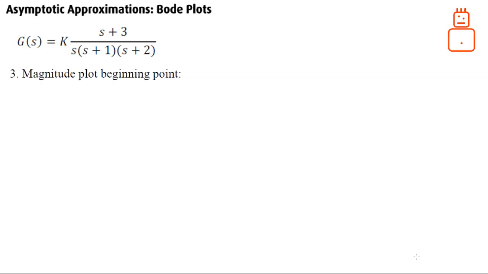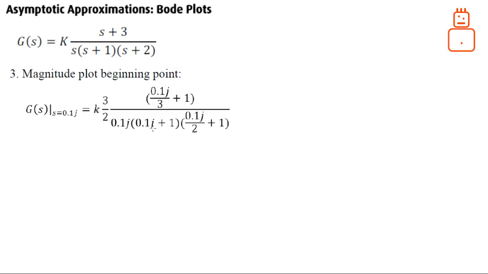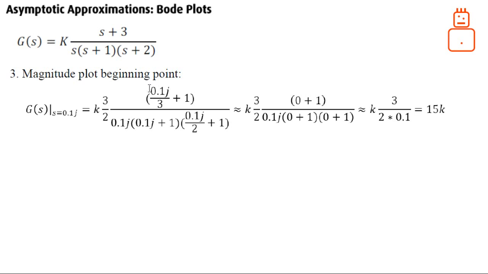One last thing we need to know is the beginning of the plot. This is done by substituting a small value of the frequency, like 0.1 or 0.01, into the given transfer function. Then do the computation with some approximation and assumption, so you can know roughly where to start the plot. Here we substitute 0.1 for every S, the Laplace variable. In comparison with the pole or zero, we can cancel out these values here. So just zeros now, and we end up with 15K.